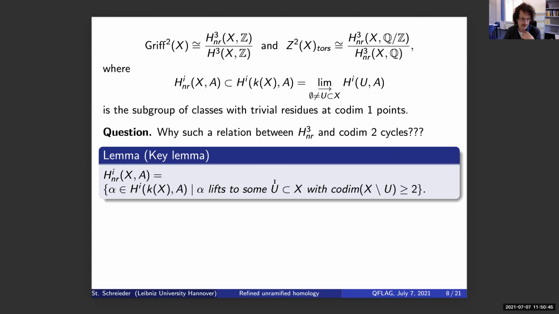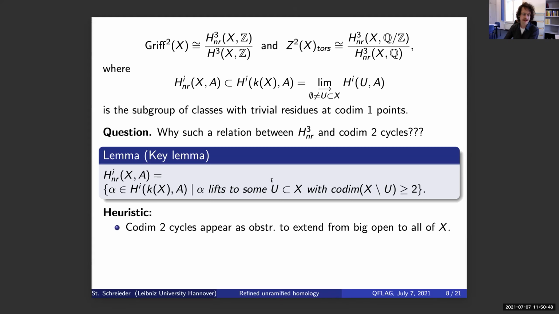So why is that? Well, let's see. Assume that we have an unramified class. With this key lemma, there is an open subset whose complement has no divisors where the class lives. So the complement has at least codimension 2. Well, okay, but then there is some codimension 2 cycle given by the complement. So I already have a cycle. And now I may ask, if I have this class on this big open subset, does it actually extend also over the codimension 2 cycle? And maybe does it extend to all of X? And the obstruction for this extension will exactly live in codimension 2, and you will get a codimension 2 cycle.